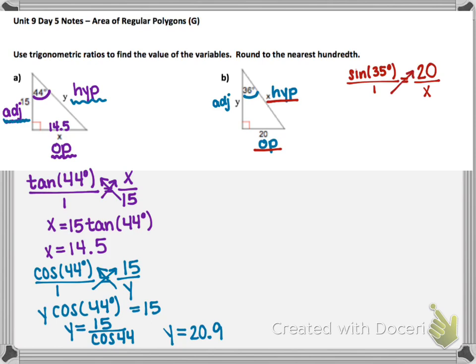Then I will cross multiply. So I have x times the sine of 35 equals 1 times 20, which is 20. So to get x by itself, we're going to have to divide by the sine of 35 on both sides. So I'll have x equals 20 divided by the sine of 35. And we'll just pop that in our calculator, and we'll get about 34.